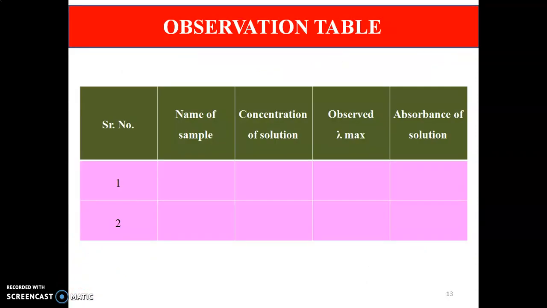Now this is the observation table. Here in the second column, you have to write the name of the sample. Then you have to write the concentration of the final dilution, that is 10 microgram per ml. Observed lambda max: after getting the spectra by the UV spectrophotometer, you have to determine at what wavelength maximum absorption takes place and note it down here. And you have to write the absorption of the solution. Both these data you will get from the UV spectrophotometer after recording the spectra.